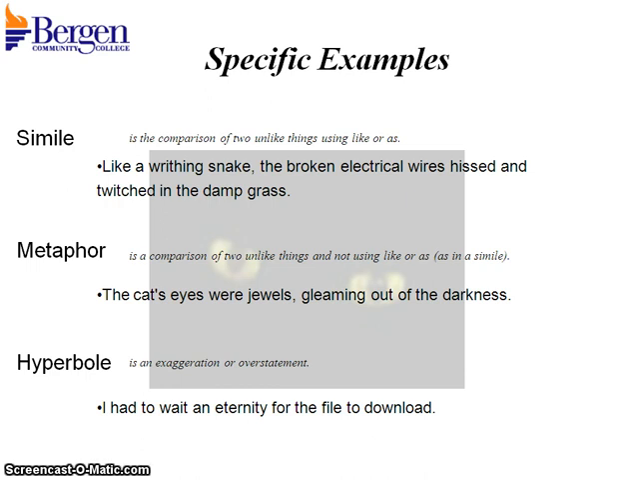This example of a metaphor is just a simplistic example. The cat's eyes were jewels. So we know that we're not using like or as. We could say the cat's eyes were like jewels, or the cat's eyes were as jewels, something like that. That would, of course, make it a simile. But it is a simplistic example of what a metaphor is. It's just stating that's what it is. Two unlike things, cat's eyes and jewels, are used to compare each other to get a deeper meaning.